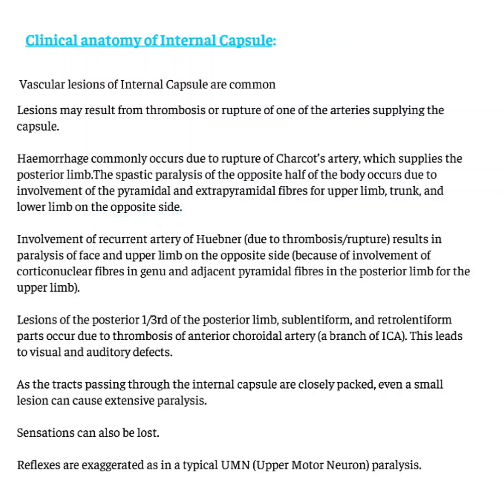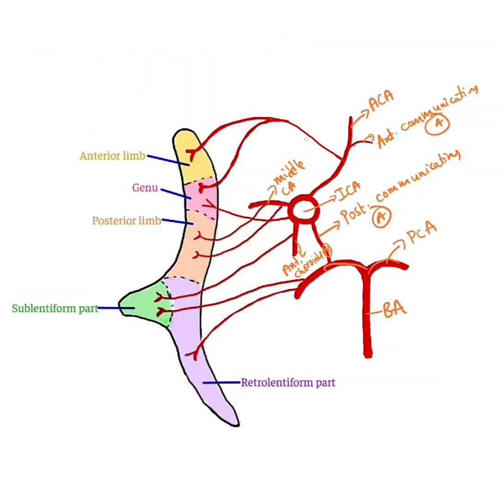Involvement of the recurrent artery of Huebner due to thrombosis or rupture results in paralysis of the face and upper limb on the opposite side. This is because of involvement of corticonuclear fibers in the genu and adjacent pyramidal fibers in the posterior limb for the upper limb. When the recurrent artery of Huebner is involved, it affects the anterior limb and genu.